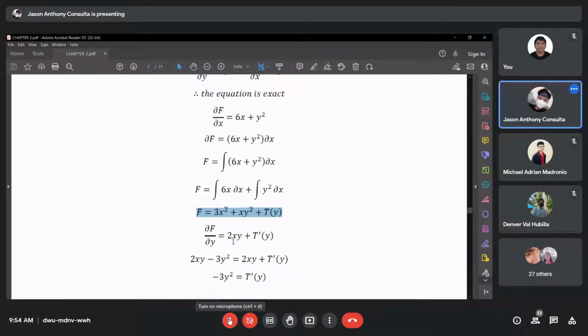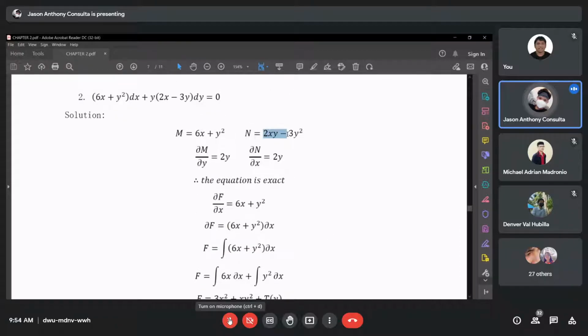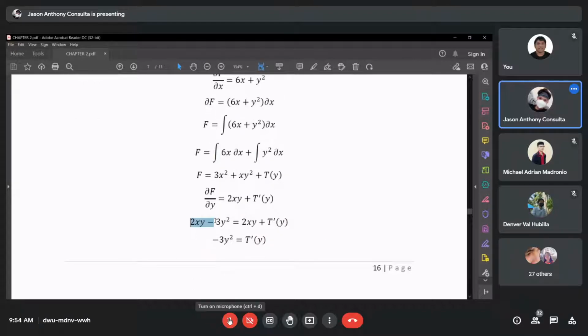So 2xy plus t primes of y, that is the first derivative. But again, the partial differential of f with respect to y is n. Right? So what is n? N is 2xy minus 3y squared. Substitute it here: 2xy minus 3y squared is equal to 2xy plus t primes of y. Simplify, we get negative 3y squared as the t primes of y.